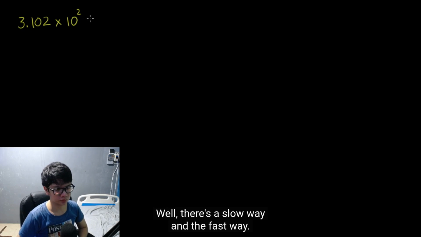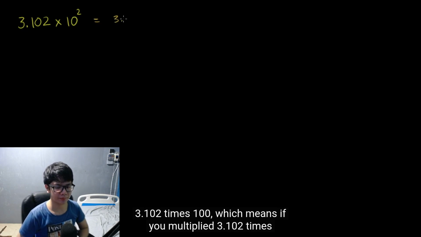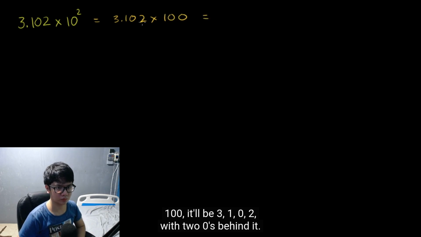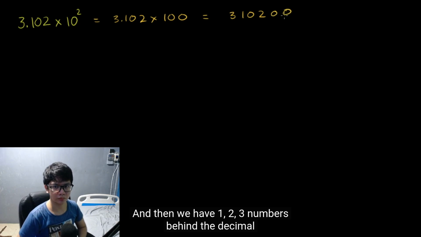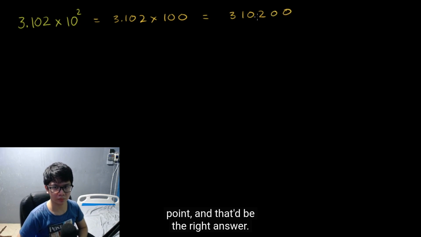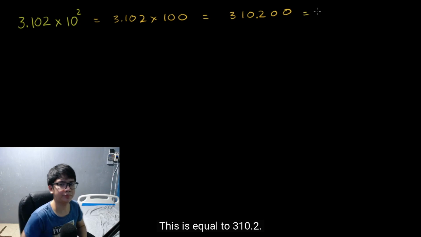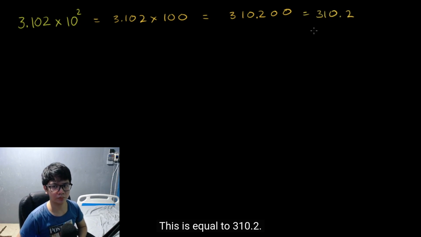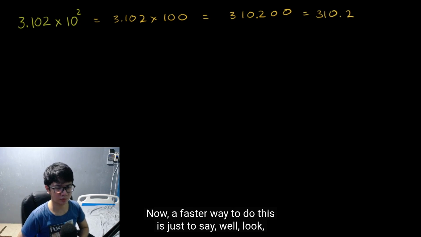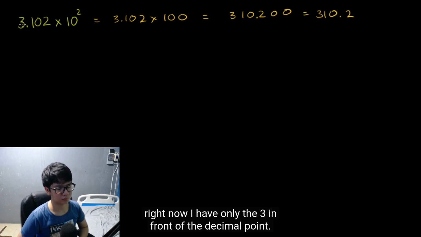Well, there's a slow way and a fast way. The slow way is to say, well, this is the same thing as 3.102 times 100, which means if you multiply 3.102 times 100, it'll be 3102 with 2 zeros behind it. And then we have 1, 2, 3 numbers behind the decimal point. And that would be the right answer. This is equal to 310.2.